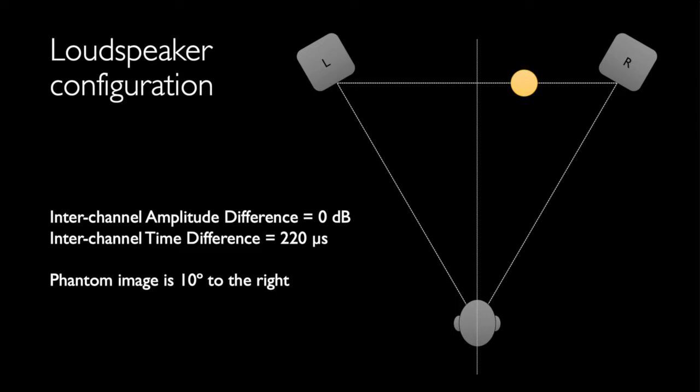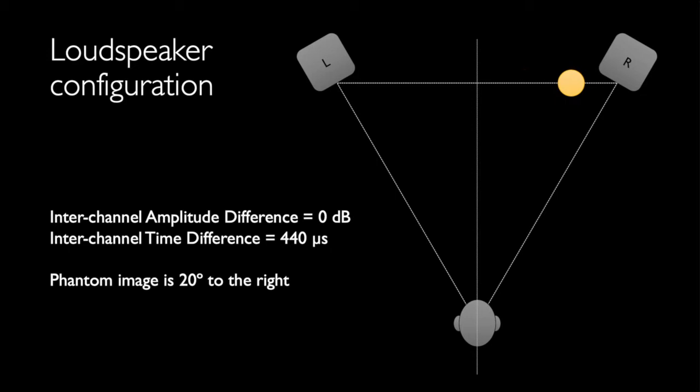Interchannel delay panning, 10 degrees right. The interchannel amplitude difference is 0 decibels, and the left channel is delayed relative to the right channel by 220 microseconds. The image should appear to be positioned 10 degrees to the right of center, or 1/3 of the distance from the center to the right loudspeaker.